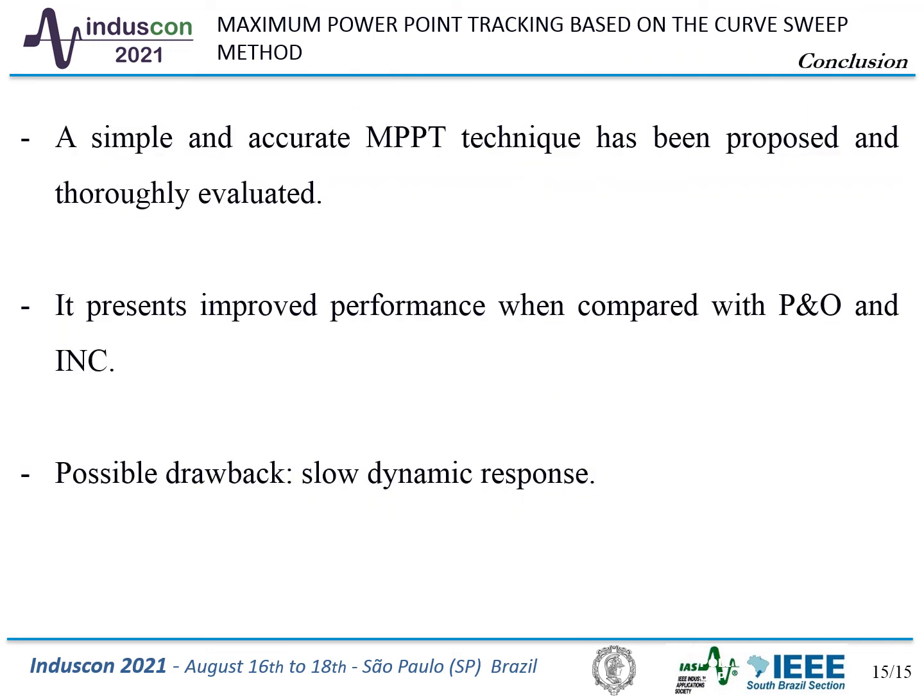This work has presented a simple MPPT technique that can determine the maximum power extracted from PV devices accurately. This technique can overcome the undesirable behavior of P&O and INC when submitted to fast changes in the climatic conditions and partial shading. A possible drawback lies in the fact that it is necessary to sweep the whole characteristic every time the operating conditions change, which may lead to slower dynamic response than the aforementioned techniques.